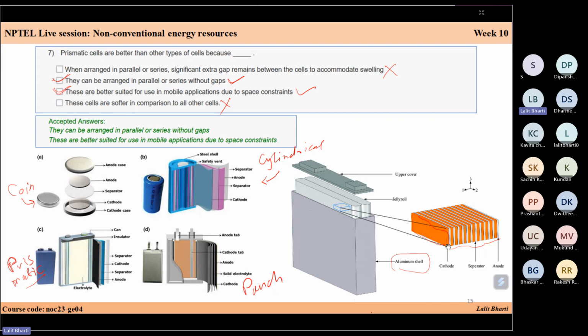So you can use them, but they are not softer in comparison to other cells, and between the cells you don't have an extra gap to accommodate swelling. So it doesn't have any space. So options 1 and 4 are not correct, but 2 and 3 are correct. So these are the different types of battery configurations.